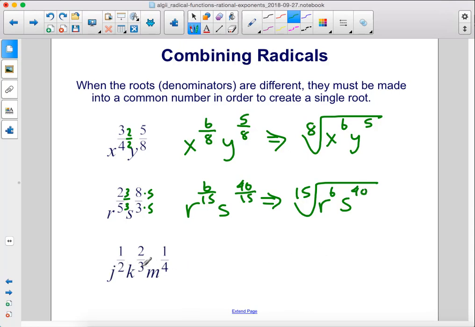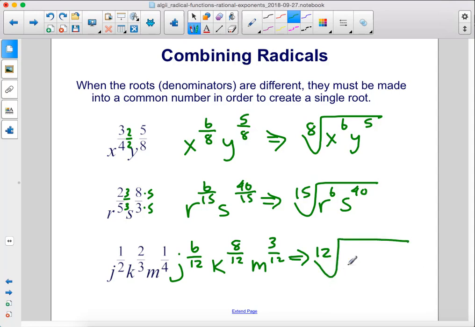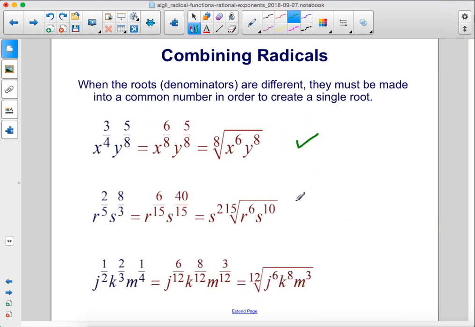Here, the least common multiple of 2, 3, and 4 is 12. So we have j to the, all right, so to get this to be 12, we'd multiply the top by 6. We have k, and the denominator is 12, and then we would have to multiply top and bottom by 4, so that becomes 8. And we have m, and that would be times 3. So then we could rewrite this with the 12th root. And we have j to the 6th, k to the 8th power, and m to the 3rd. And there are the answers.